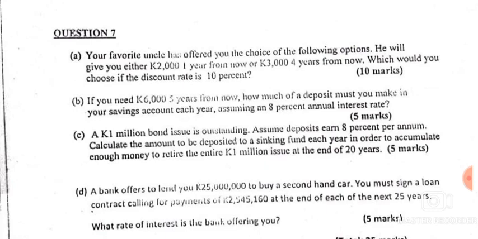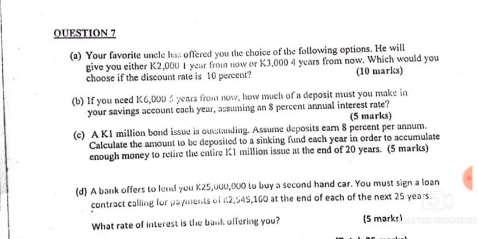So you've been given two options, 2,000 1 year from now and 3,000 4 years from now. Let's start with one at a time. Let's start with the 2,000 first. Is this 2,000 in the present or in the future? If you look at it, they said 1 year from now. It's not in the present, it's in the future.